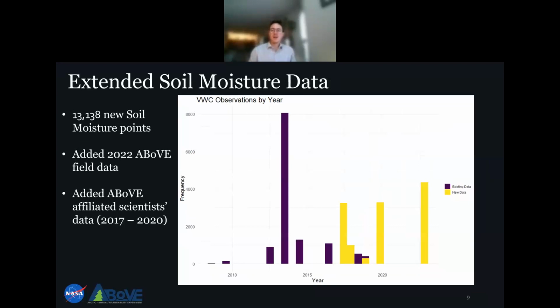And likewise, here I'm showing the same figure, but this time soil moisture measurements. So, not considering ground penetrating radar data, if we add up all of the new observations from both soil moisture and volumetric water content, the new data that we've included in this second version represents 49% of the entire database.